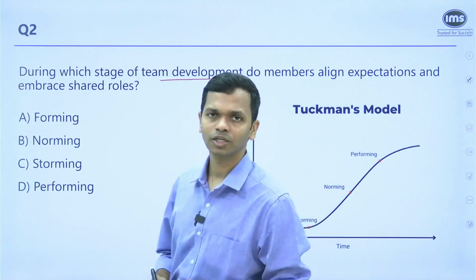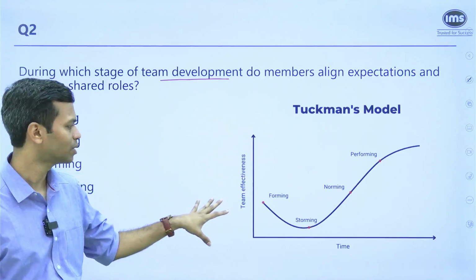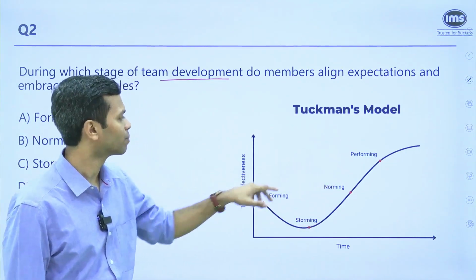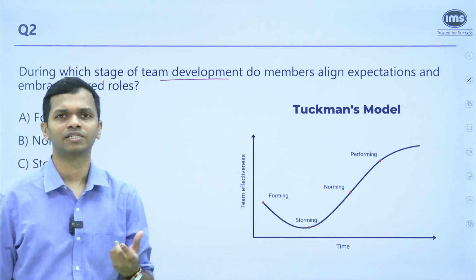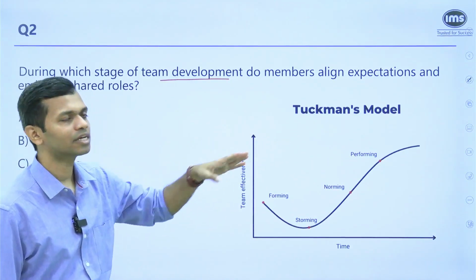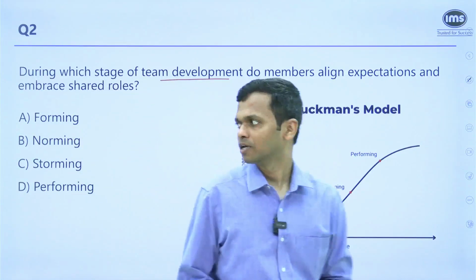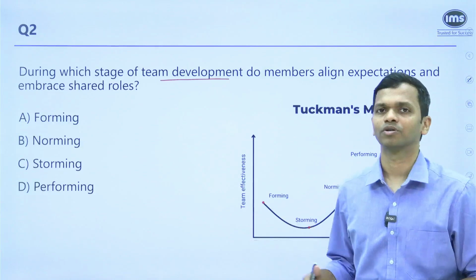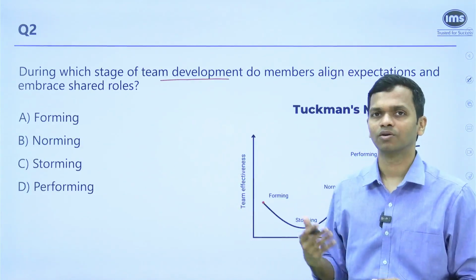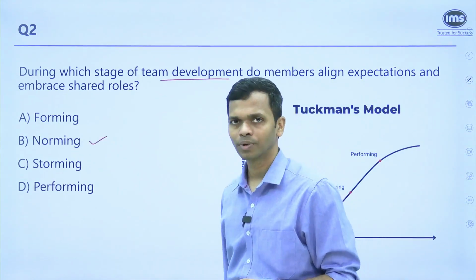So you have a stage called forming, where essentially the team formation is happening. The other is storming, right? Then there is norming and performing. Now, norm, as the word suggests, is basically some sort of a practice. So members aligning expectations, and that is why this is our answer, which is the norming stage. The sequence of the stages is important, because that also could be asked as a question to arrange these in the right sequence. So the answer for the question is norming.